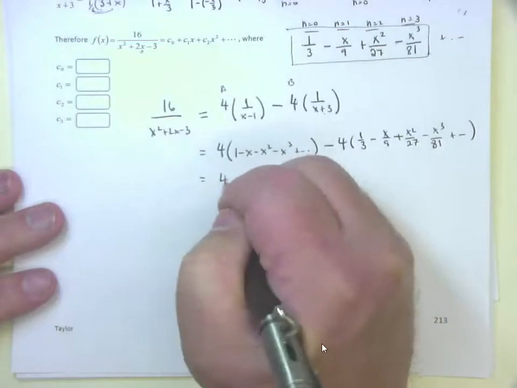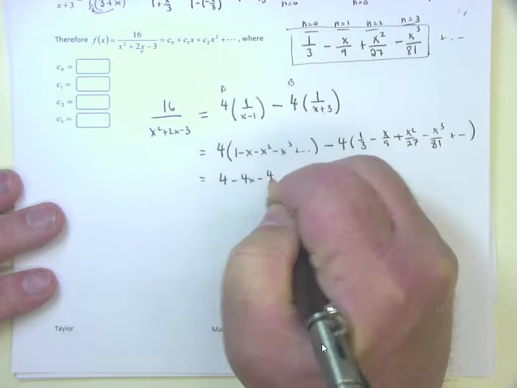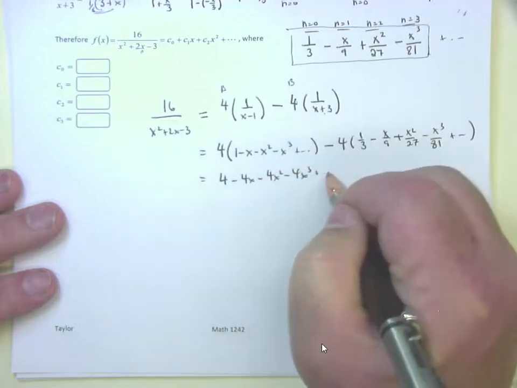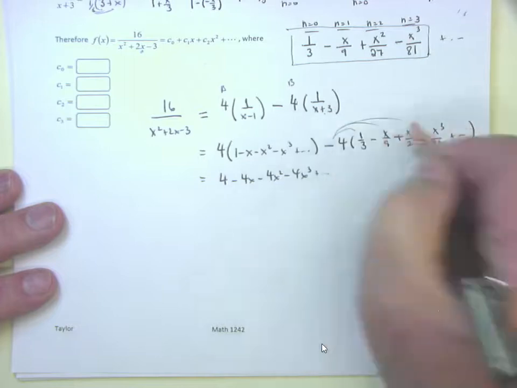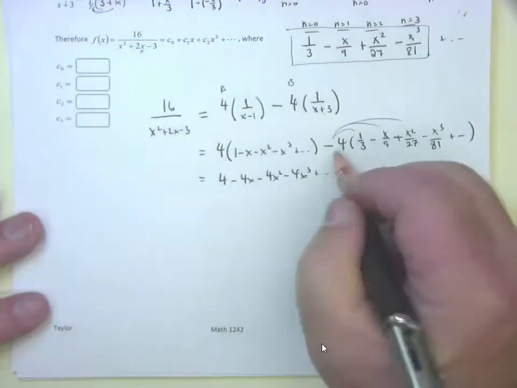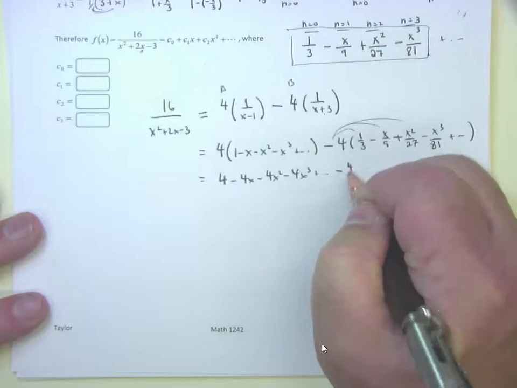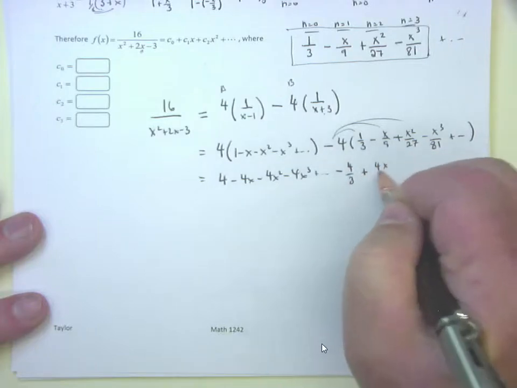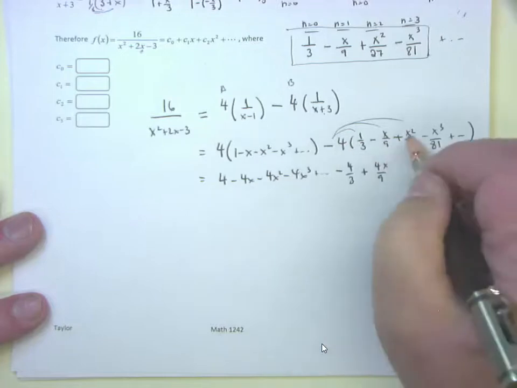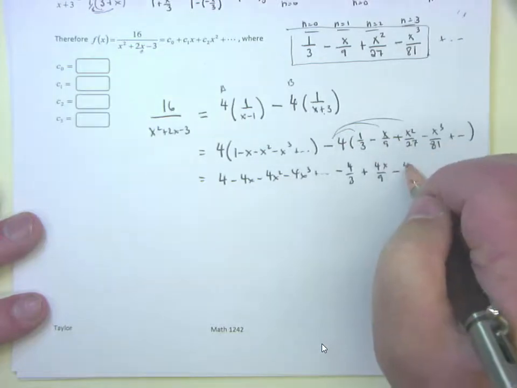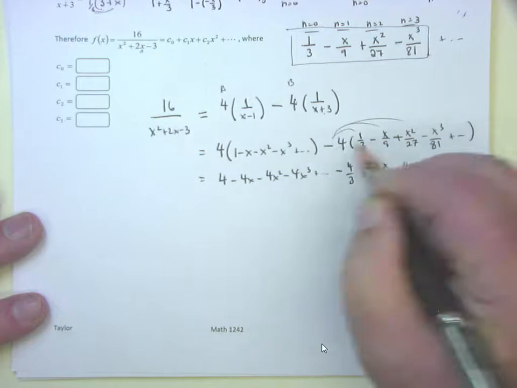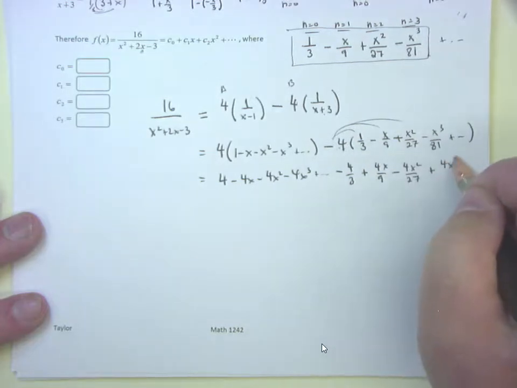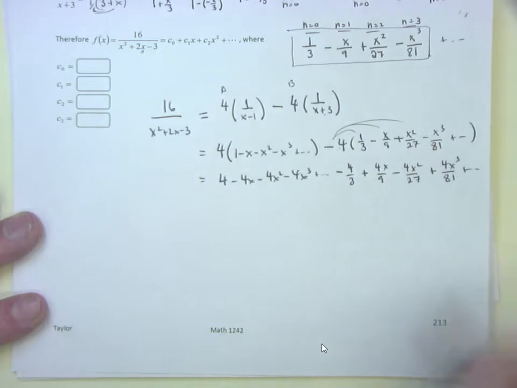This will be 4 minus 4x minus 4x squared minus 4x cubed plus dot, dot, dot, of course. And then I'm going to distribute the negative 4. Negative 4 times a third is going to be a minus 4/3. Negative times negative is going to be a positive 4x over 9. Minus 4 times x squared over 27 is going to be a minus 4x squared over 27. Minus 4 times a negative x cubed will be a plus 4x cubed over 81 plus dot, dot, dot.